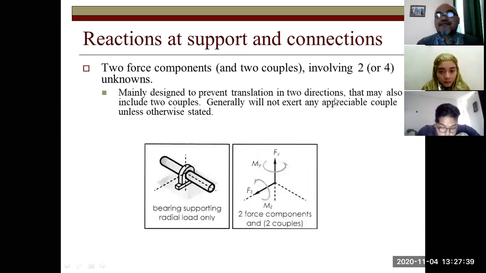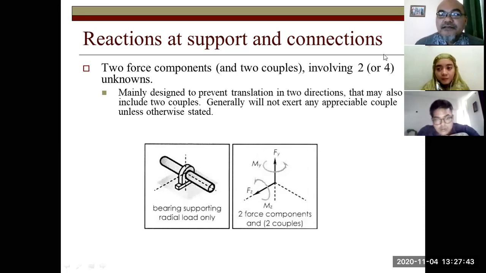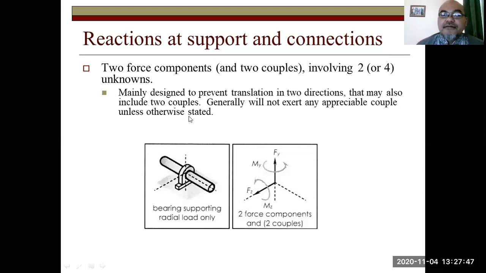Then you can also have two force components and two couples, involving four unknowns. This is mainly designed to prevent translation in two directions. This is a bearing. It can still slide in the x-axis, so it doesn't have any reaction force in the x-axis, but it cannot move in the z-axis, nor in the y-axis. It cannot rotate about the y-axis or the z-axis, but it can still rotate about the x-axis. So it has four reaction forces and moments: reaction forces at y and z, and two reaction moments about the y-axis and z-axis, My and Mz.